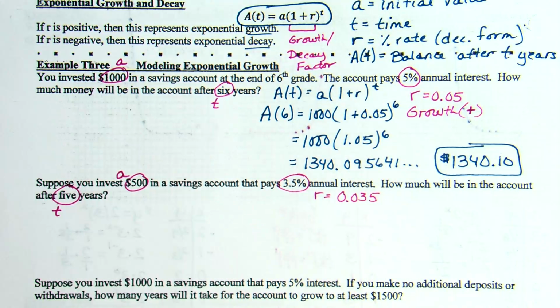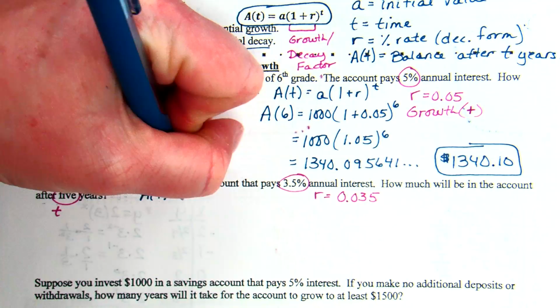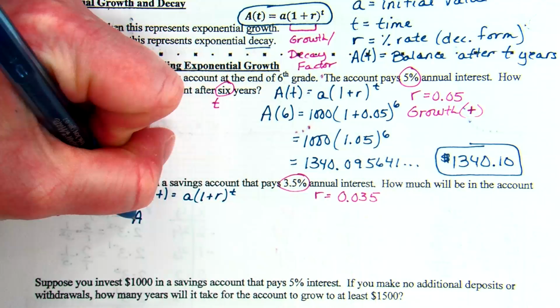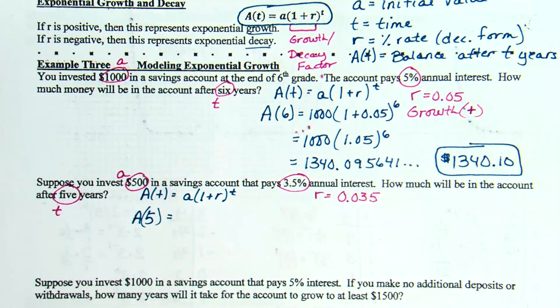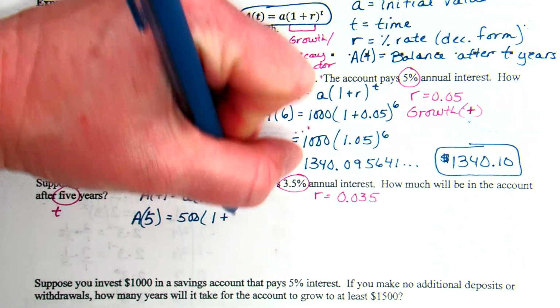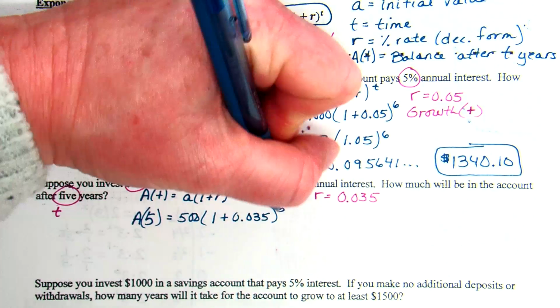The formula, if you recall from up top yesterday, A of T equals A times 1 plus R to the T value. So we're being asked to find A of 5. So we're trying to find the balance after 5 years. So little a, you guys already said, was 500. In the parentheses, 1 plus. And why are we adding that R value? Because it's a growth, not a decay. So we're going to add 0.035 raised to the power of 5.